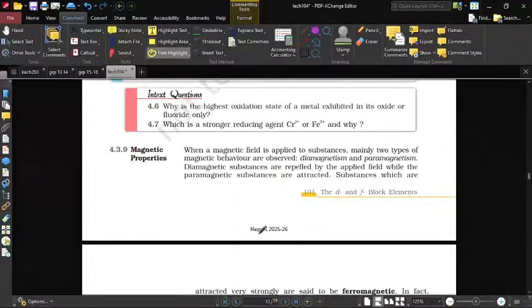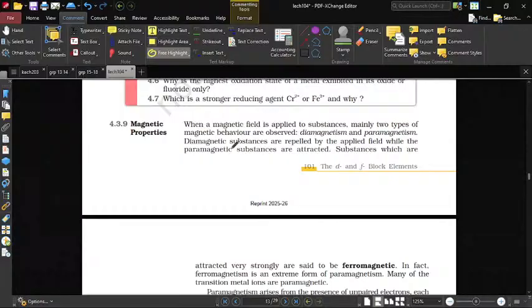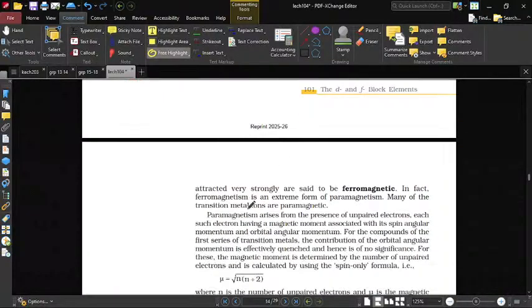Magnetic properties. When a magnetic field is applied to a substance, mainly two types of magnetic behavior are observed: diamagnetism and paramagnetism. Diamagnetic substances are repelled by the applied field, while paramagnetic substances are attracted. Substances which are attracted very strongly are said to be ferromagnetic. In fact, ferromagnetism is an extreme form of paramagnetism.